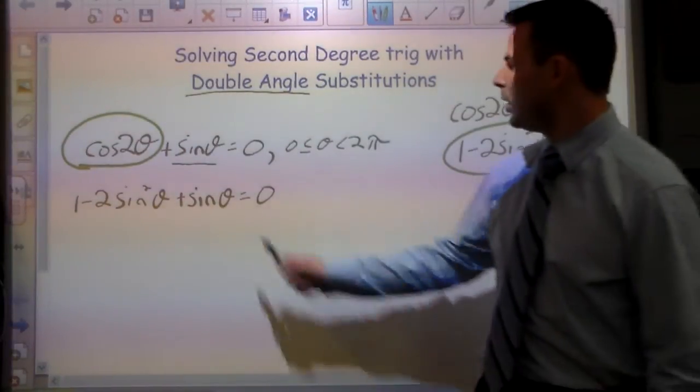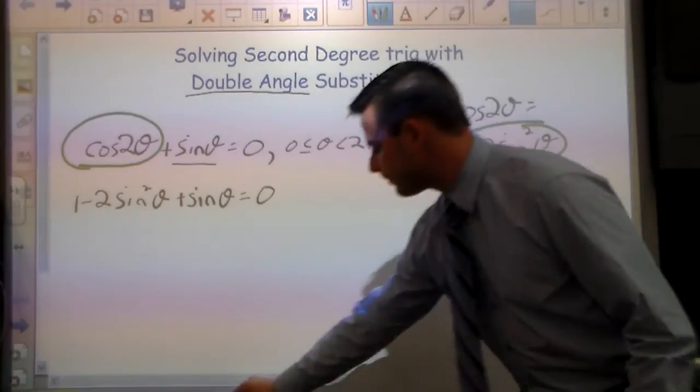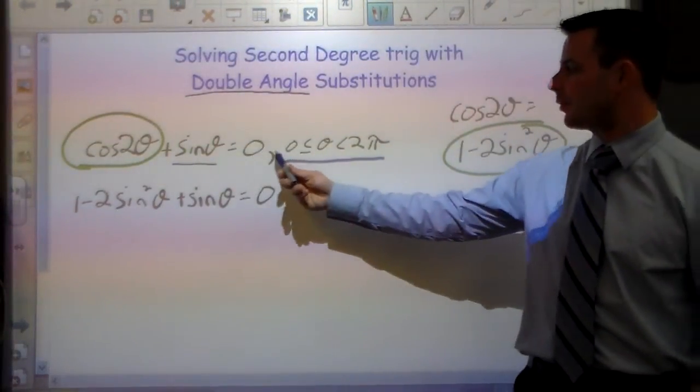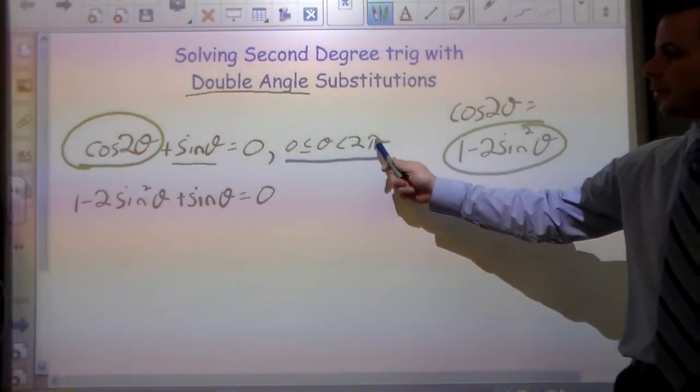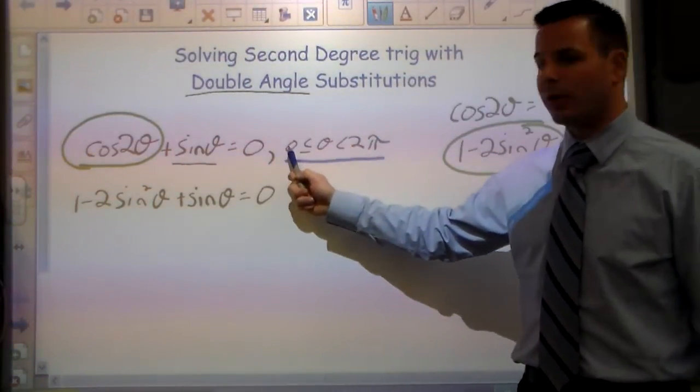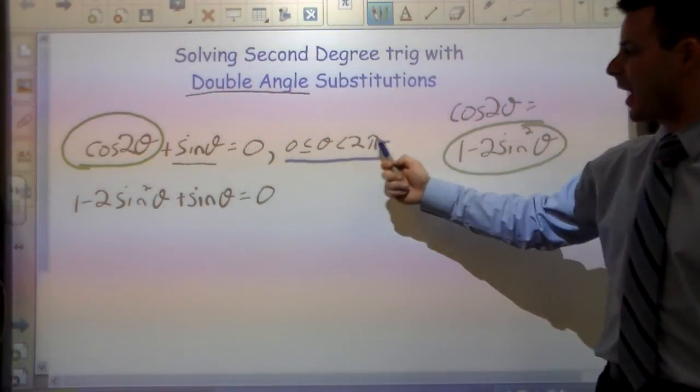So just another point here. Take a look at the domain that's given. This is telling us to solve for all values of theta between 0 and 2 pi, which means we're going to solve for a degree measure and then convert it to radians. And if we get 0 as a solution, say 0 and not 2 pi.